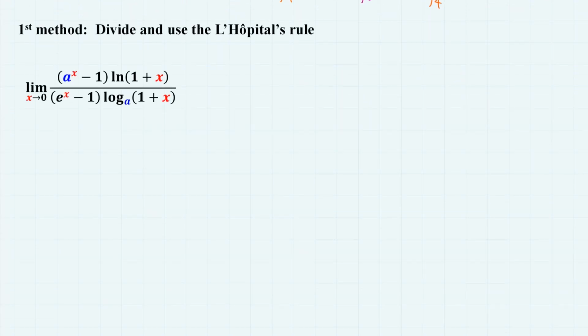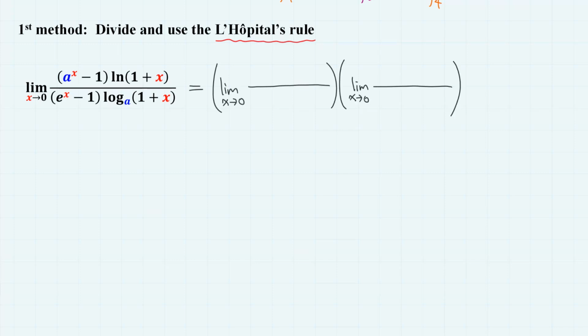In the first method, I am still going to use the L'Hopital's rule, but in a smarter way. First, let us write this limit as the product of two limits. Limit of a to the power of x minus 1 divided by e to the power of x minus 1 times the limit of ln 1 plus x divided by log base a of 1 plus x. We can split the limit like this if both limits on the right hand side exist, and I am going to show you that both limits indeed exist.